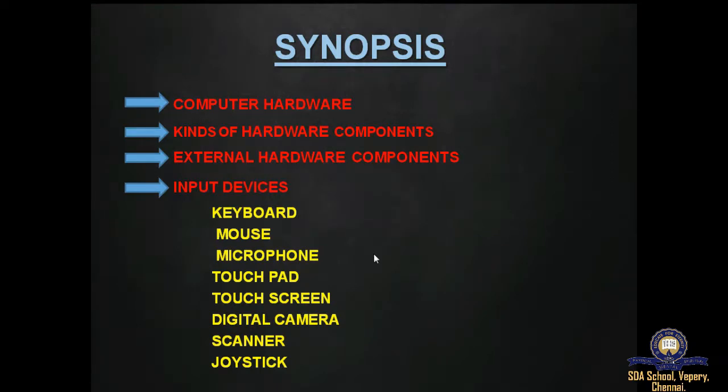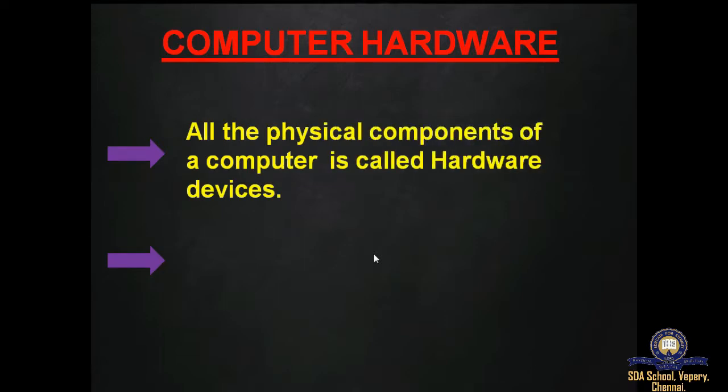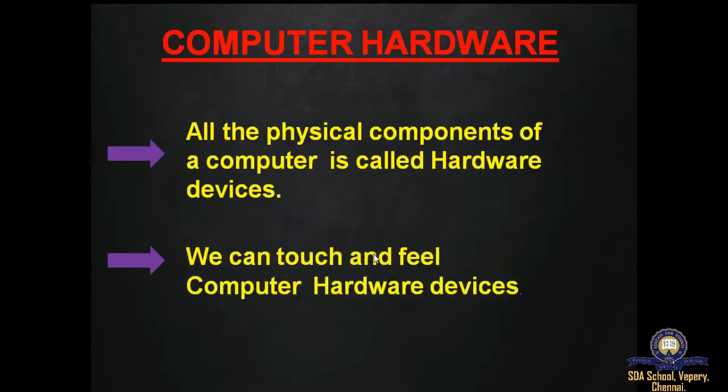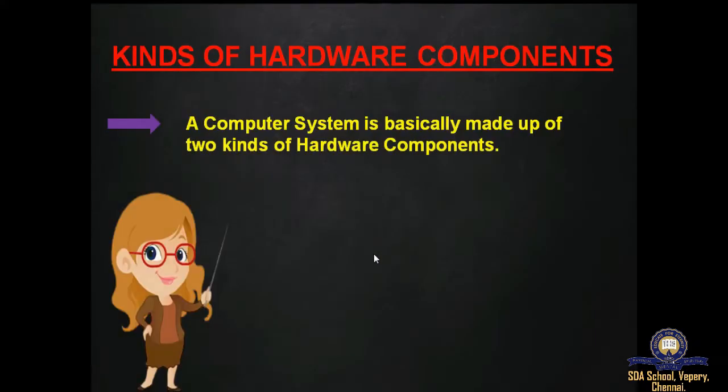First, let us see about computer hardware. All the physical components of a computer are called hardware devices. We can touch and feel computer hardware devices. The next is the kinds of hardware components.